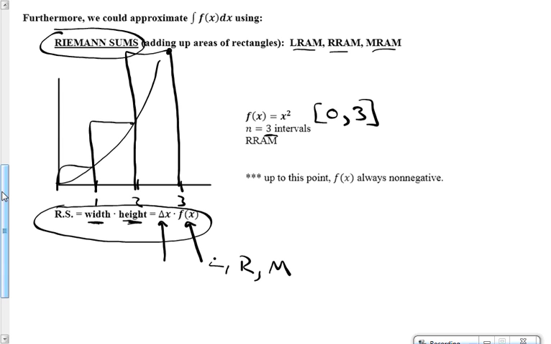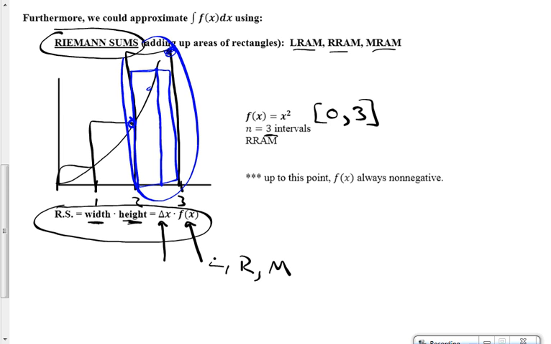But who says that for this rectangle, the right, or the left, or the midpoint's the best representative of the function? Couldn't we arbitrarily choose any value within that interval as an approximation? Couldn't I go right here at 2.6, and wouldn't that rectangle also approximate the height of the curve?